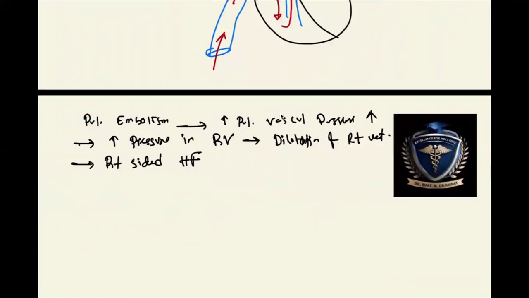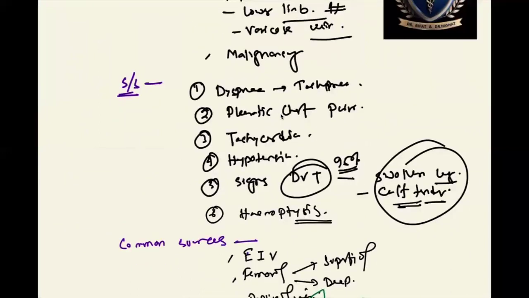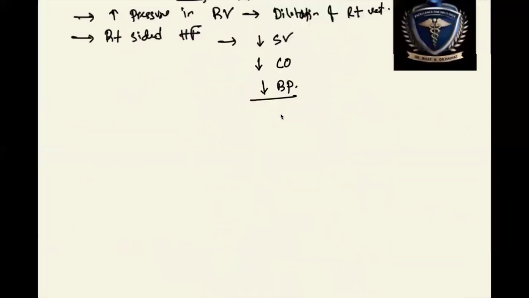So when there is right-sided heart failure, what about the stroke volume? Will it be raised or decreased? Decreased, definitely. So stroke volume will be decreased. What about the cardiac output, increased or decreased? Decreased. What about the blood pressure? Decreased. So we discussed that this patient has tachycardia initially, hypotension, DVT, and some tachypnea and pleuritic chest pain.